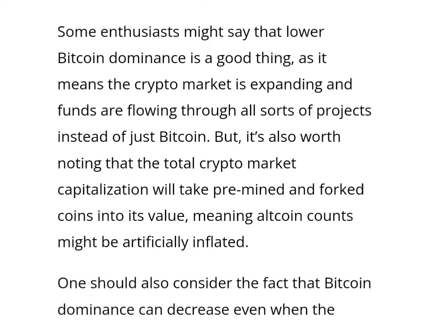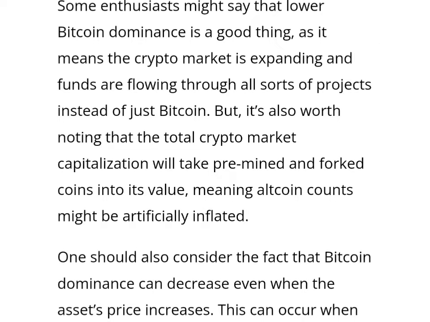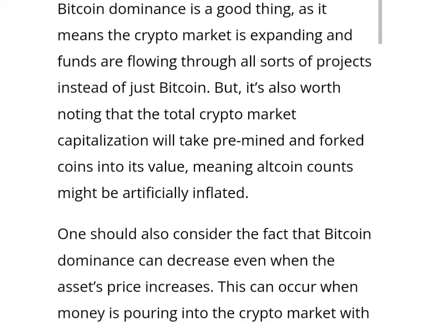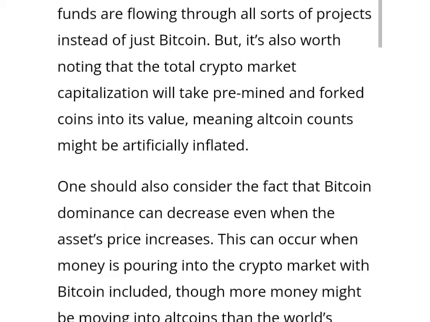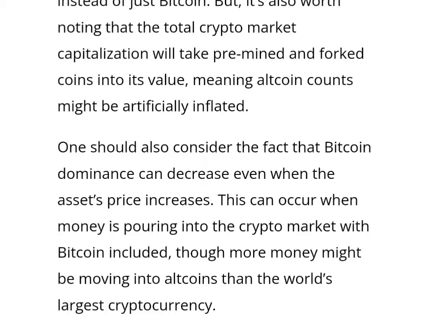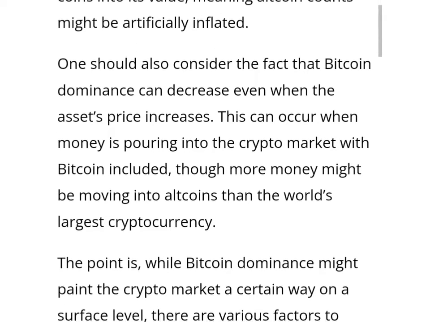Some enthusiasts might say that lower Bitcoin dominance is a good thing, as it means the crypto market is expanding and funds are flowing through all sorts of projects instead of just Bitcoin. But it's also worth noting that the total crypto market capitalization will take pre-mined and forked coins into its value, meaning altcoin counts might be artificially inflated.